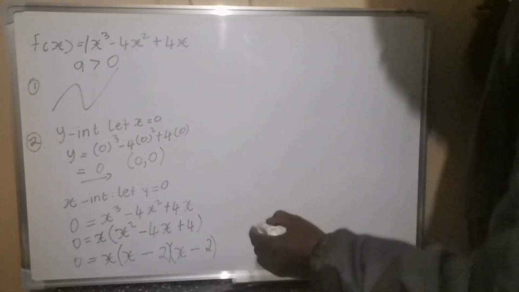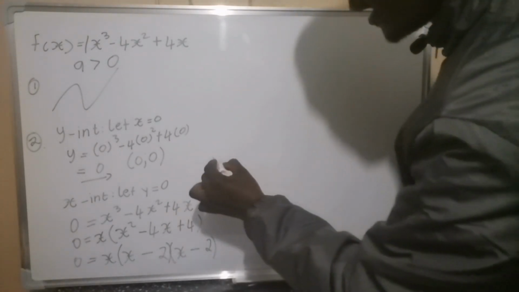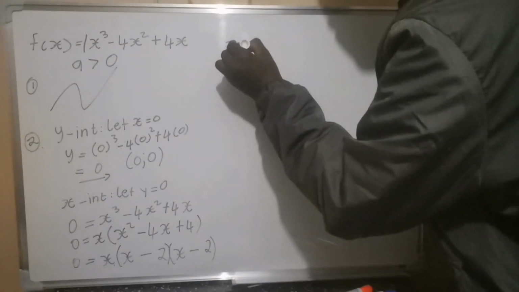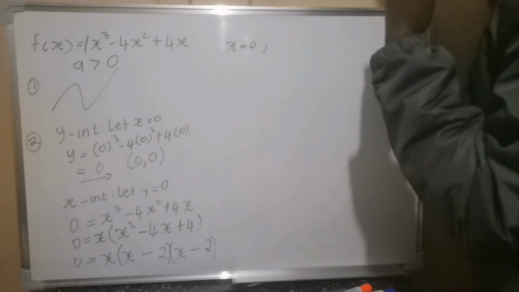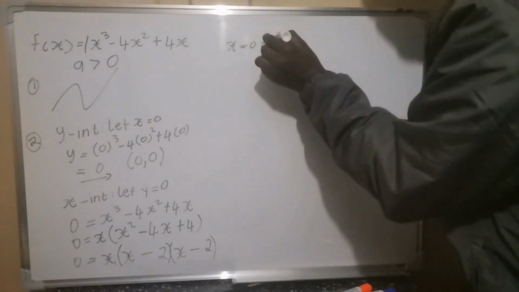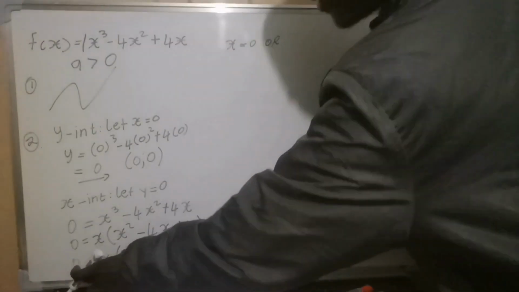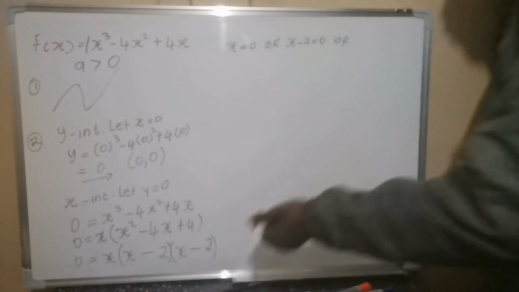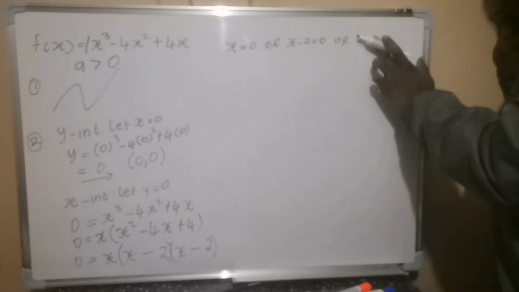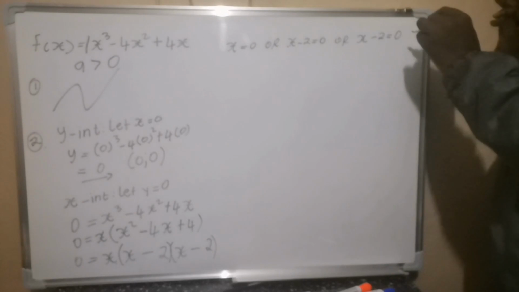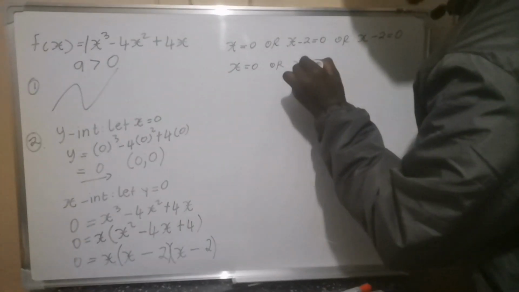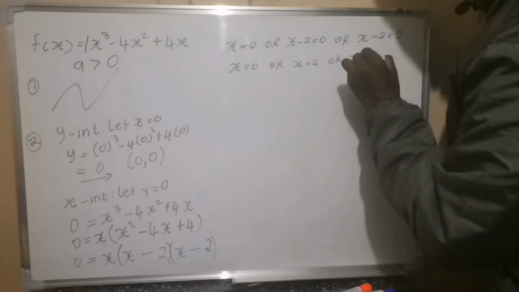Let me just equate the equation. Let me write it here on top. Therefore, I equate my product to 0. My first factor is x, so x is equal to 0, or x minus 2 equal to 0, or my last factor is x minus 2 again, equal to 0. So therefore, these are my coordinates: x equal to 0, or x equal to 2, or x equal to 2.